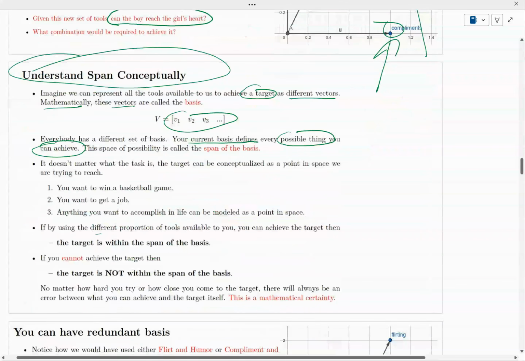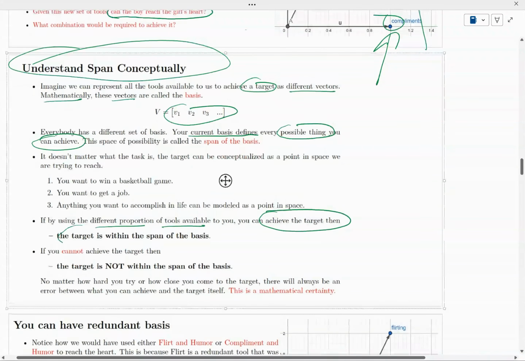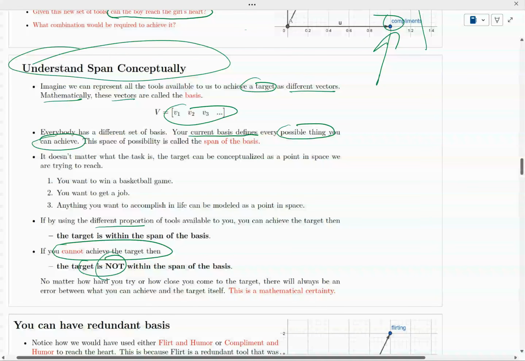Now, by using different proportions of the tools available to you, you can achieve the target, right? If you can achieve the target, then the target is within the span of the bases. It's within the realm of possibility. But if no matter what you do, you cannot achieve the target, then the target is not within the span of the bases. The concept of the span is a set, right? It's a set where what's inside is every possible combination of things you can achieve given the tools, given the bases that you have.